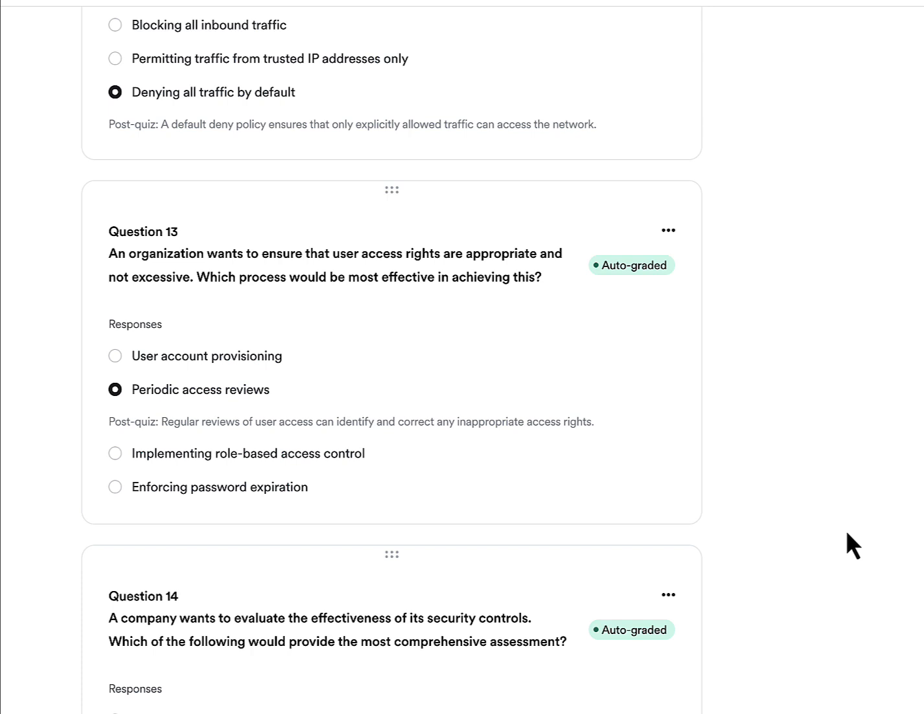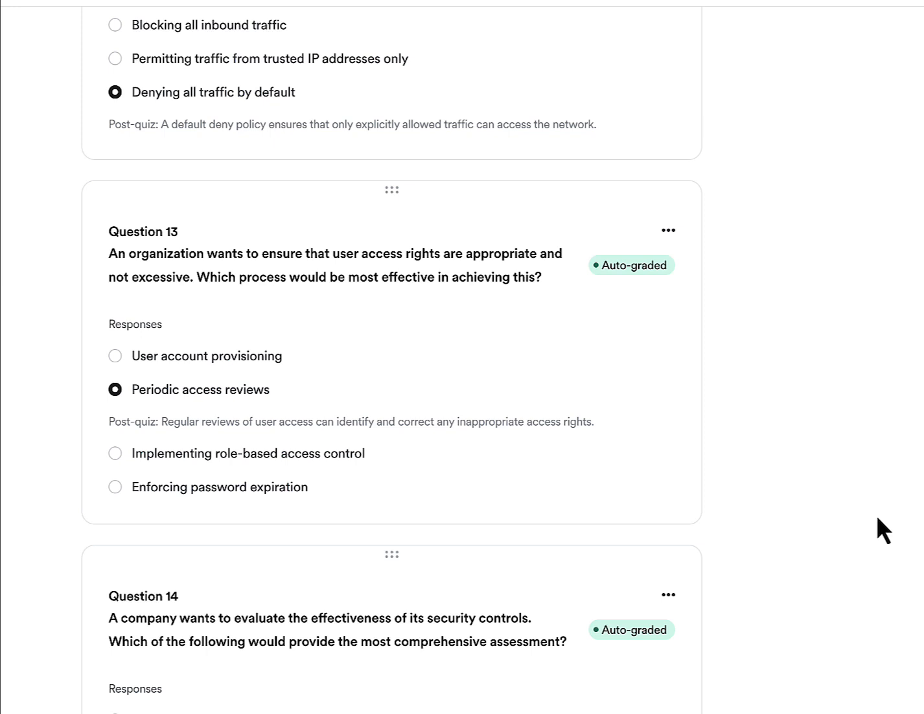Question 13. An organization wants to ensure that the user access rights are appropriate and not excessive. Which process would be most effective in achieving this? A, user account provisioning. B, periodic access reviews. C, implementing role-based access controls. Or D, enforcing password expiration.